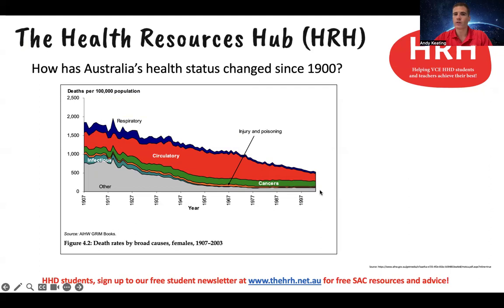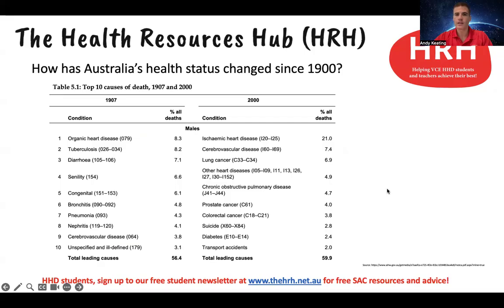So that's what you're looking at when analyzing and interpreting information from a graph like this. You can see here, this is now a table, so it's providing you with information in a slightly different way. So once again, make sure you're looking at the information in front of you. The top 10 causes of death from 1907 to 2000. We're focusing here on males, looking at 1907 and the percent of all deaths to 2000. You can see in 1907, some of the conditions towards the top were some of these infectious diseases we mentioned earlier: tuberculosis, diarrhea, bronchitis.